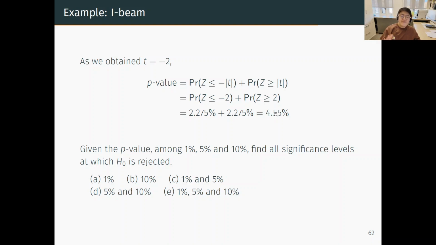Then 4.55 will be rejected at 10%. Right? It's included in the 10%. But if you are willing to reject only 1%, that means 4.55 is outside of the rejection. Right? You only reject the top 1%. So in that sense, to reject the null hypothesis, the significance level must be greater than the p-value. So among these three candidates, 5% and 10% will reject the null hypothesis, right? Because that makes the p-value smaller than the significance level. So the answer is D, David, right?